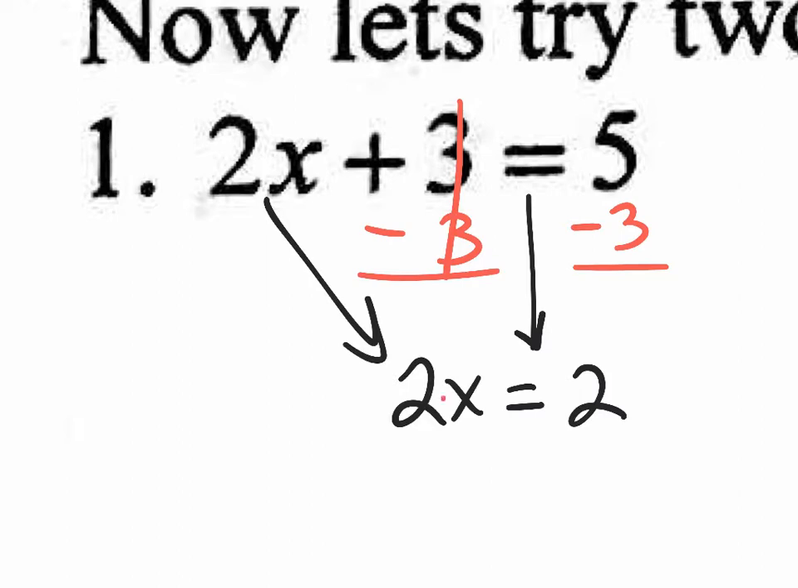This really says 2 times x. To get rid of the multiplication of 2, I do what? Divide by 2. And what you do to one side, you must do to the other to maintain the balance. So you really do have x equaling 1.